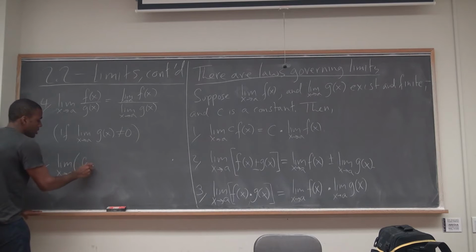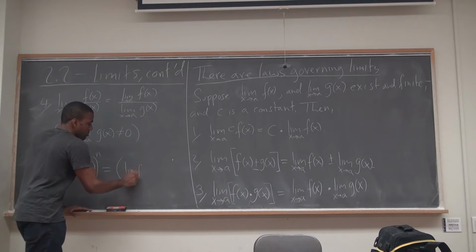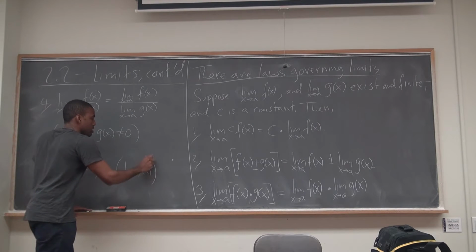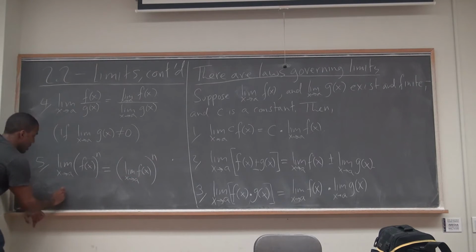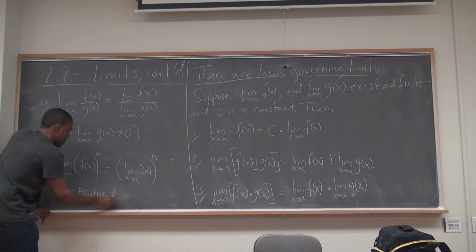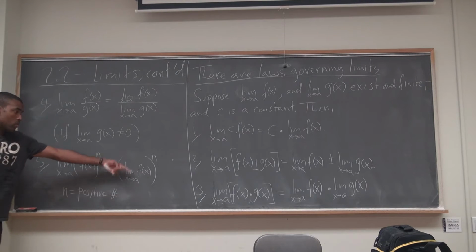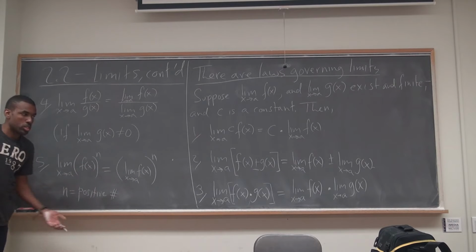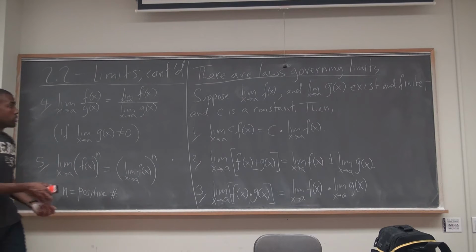If I take a function and I raise it to a power, then the limit of that is just, I look at the limit of the function itself, and I can raise that to the power. N is a positive number. I could make it negative if I want, if I want to be able to take reciprocals. I just have to make sure this is non-zero, but in your book they just say positive. It'll work in general.